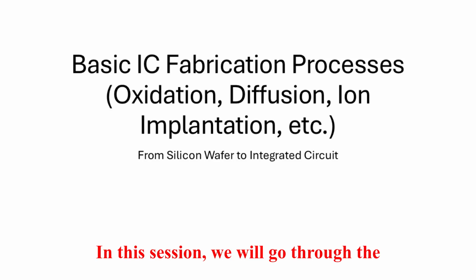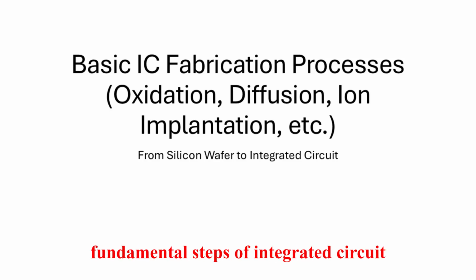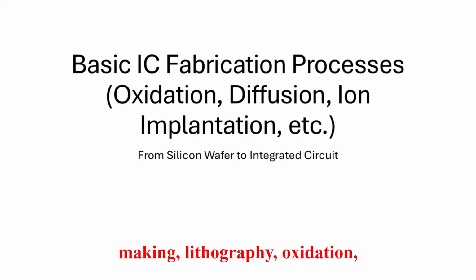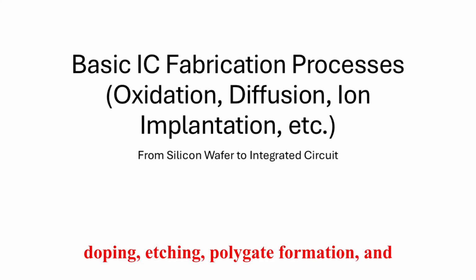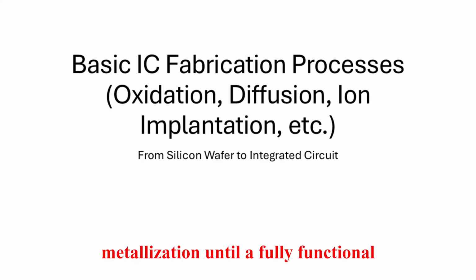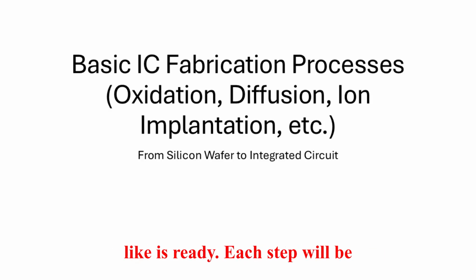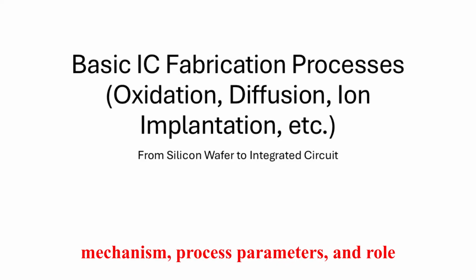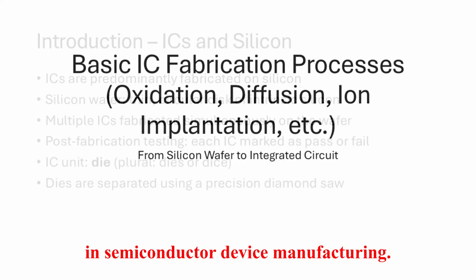In this session, we will go through the fundamental steps of integrated circuit fabrication. Starting from a silicon wafer, we will follow the sequential processes: wafer preparation, mask making, lithography, oxidation, doping, etching, polygate formation, and metallization until a fully functional IC is ready. Each step will be explained in terms of its physical mechanism, process parameters, and role in semiconductor device manufacturing.